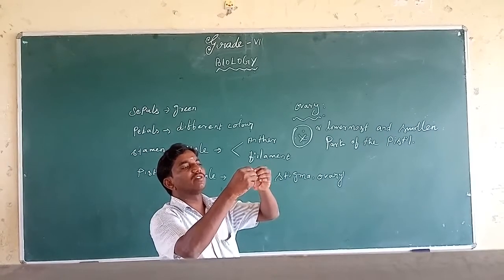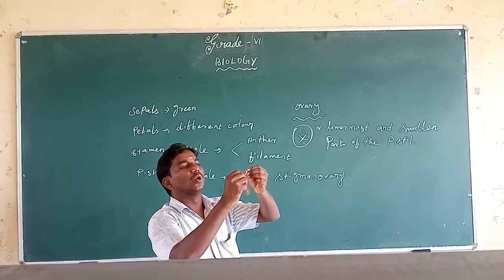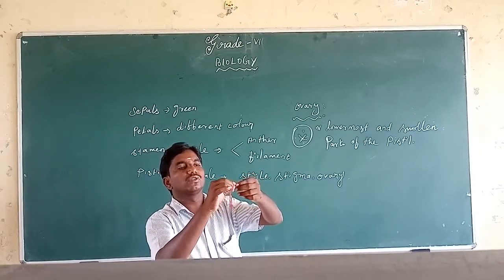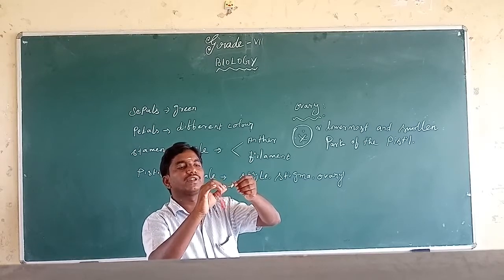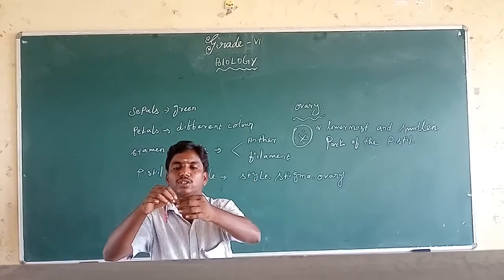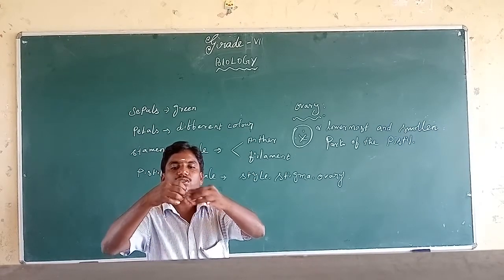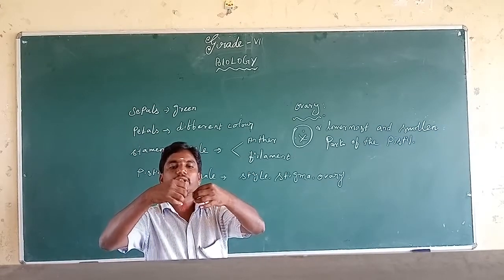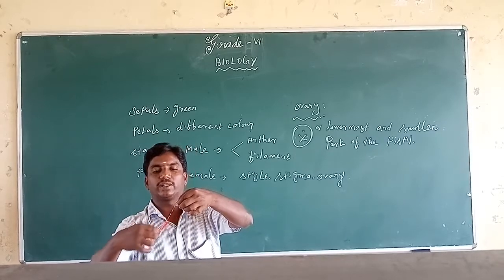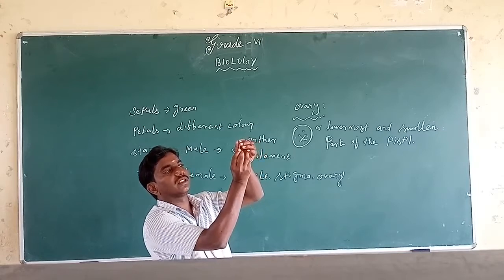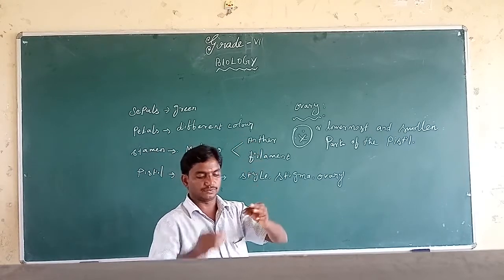So where is the ovary present? The ovary is present in the lowermost and swollen part of your pistil. That is called what? Ovary. Okay? So this is the ovary.